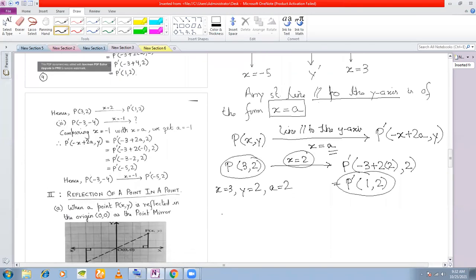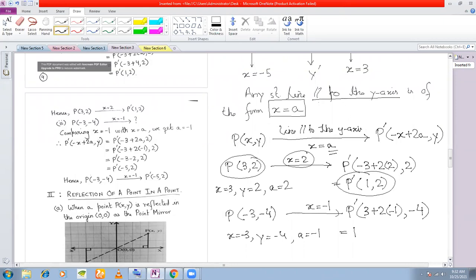Let's take another example. Let's say P, I give you a point (-3, -4), and I give you the straight line x is equal to minus 1. So here x is minus 3, y is minus 4, and a here is minus 1. So this point will transform to p dashed. Again, minus 3 is your x coordinate. You change the sign of the x coordinate to plus 3, and you add twice of a, where a here is minus 1, and you retain the y coordinate. So you get here p dashed (3 minus 2, -4), which is (1, -4).